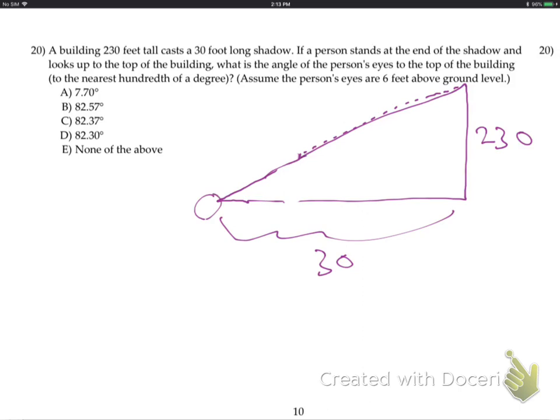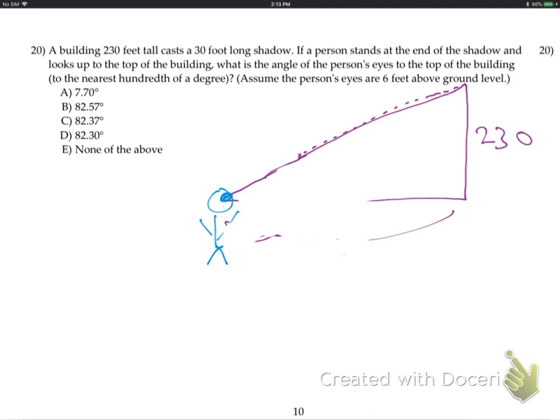So here they are with their eyeball. Whoops. No, you're standing up. It says standing up, yeah. The person's eyes are 6 feet above ground level. Right, I understand. So I just can't draw. It's my drawing that's the problem now. There's the person standing up.